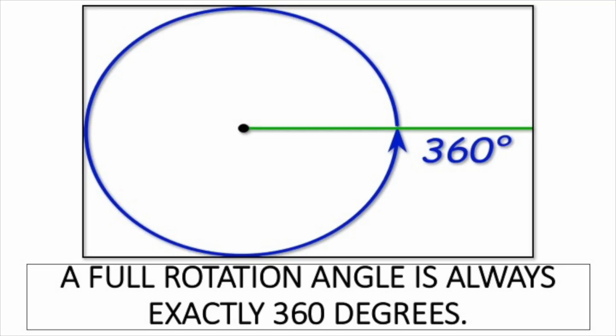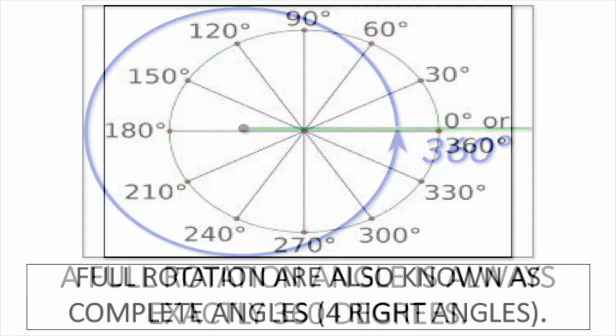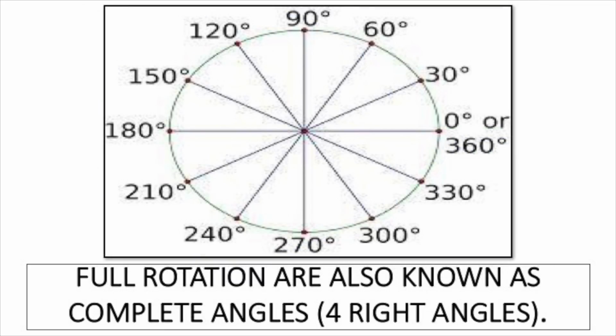So how many degrees is a right angle? 90. So how many right angles make a full rotation? 4. Because 90 times 4 is 360. So you can imagine 4 right angles making a full rotation angle. Full rotation are also known as complete angles. Yes, so if you hear the term a complete angle, just remember, oh, that's a full rotation, 360 degrees, and 4 right angles.